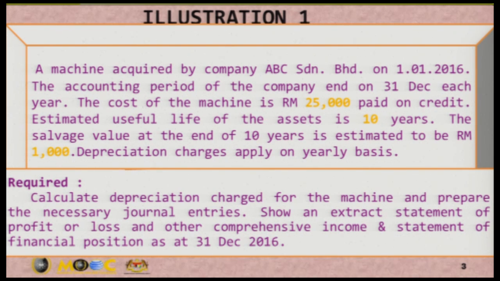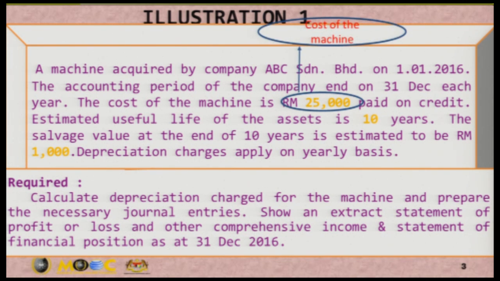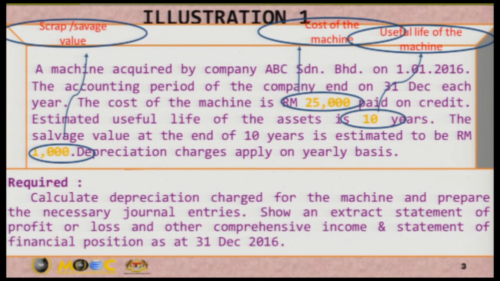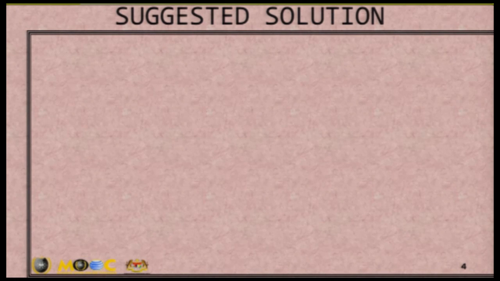Let's analyze the information. We have 25,000, so this is the cost of the machine. We also have 10 years, and this is the useful life of the machine. Next, another information is 1,000, which is the salvage value or scrap value of the machine. Now, we look at the answer.